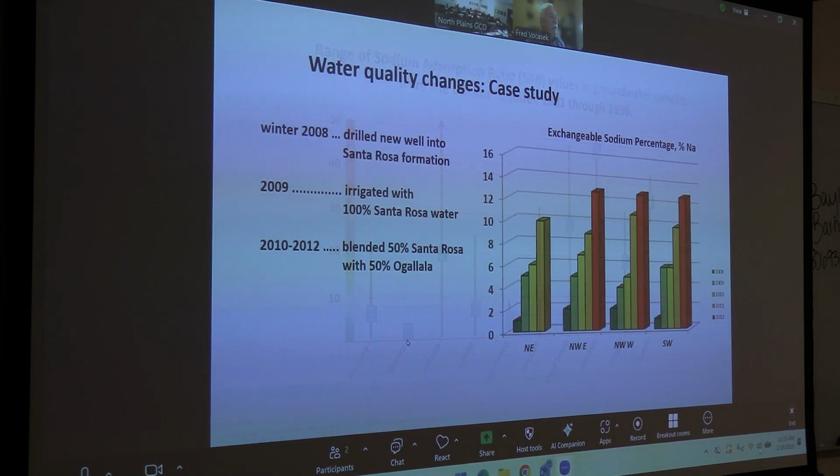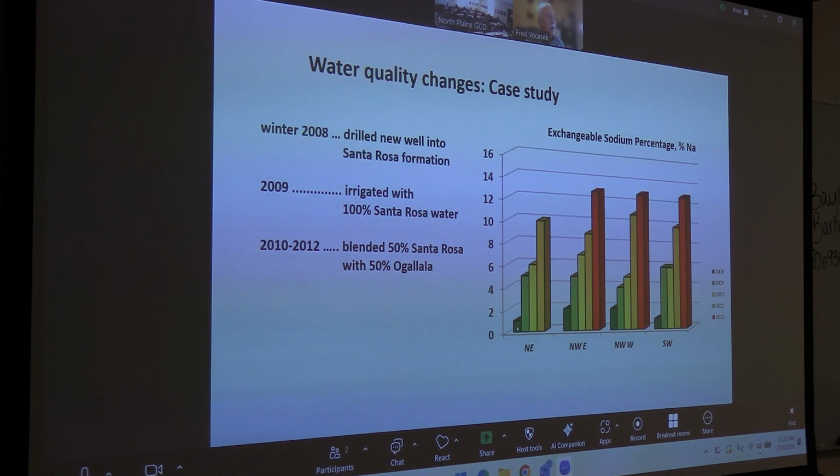I have an illustration here. This was done by Tula. A consultant sent this to me a few years ago. And what the farmer did was he went ahead and drilled a new well into the Santa Rosa Formation and irrigated the following spring with 100% Santa Rosa water, started seeing problems, so he started blending 50% Santa Rosa water with 50% Ogallala. And these bars were taken from quadrants of a pivot, so the northeast, northwest, and the southwest quadrant of the pivot.